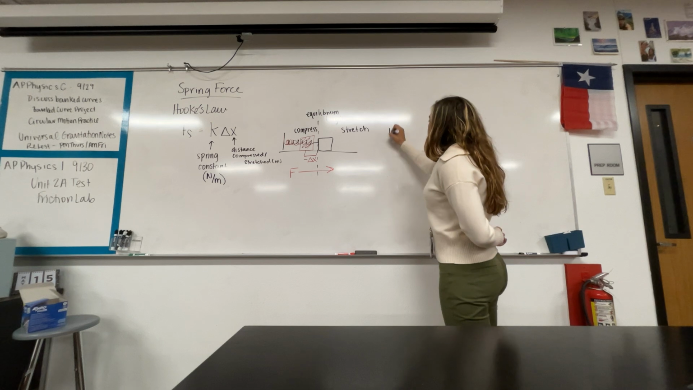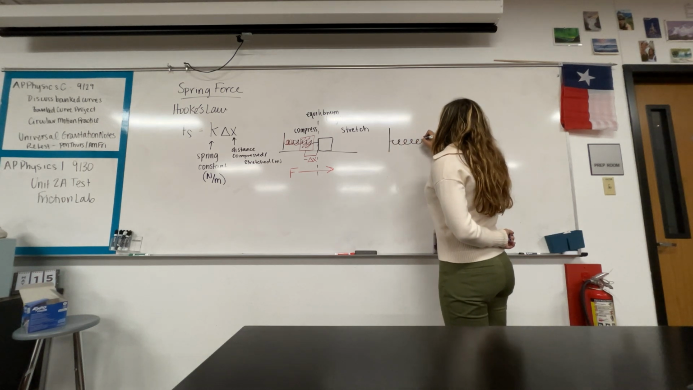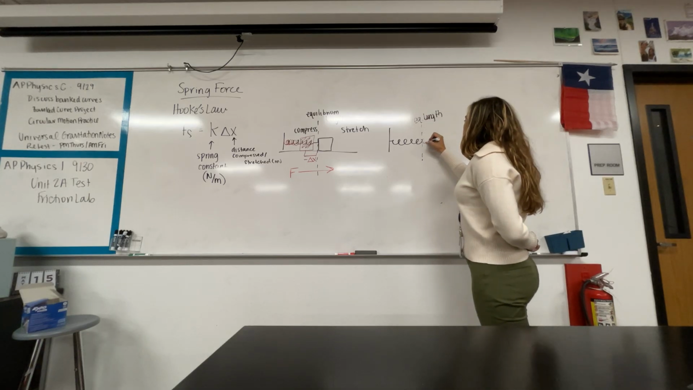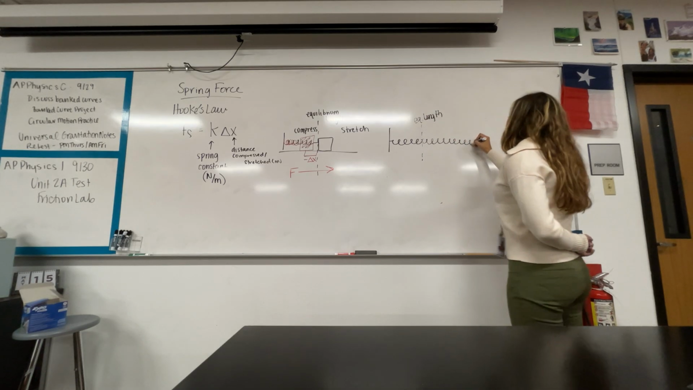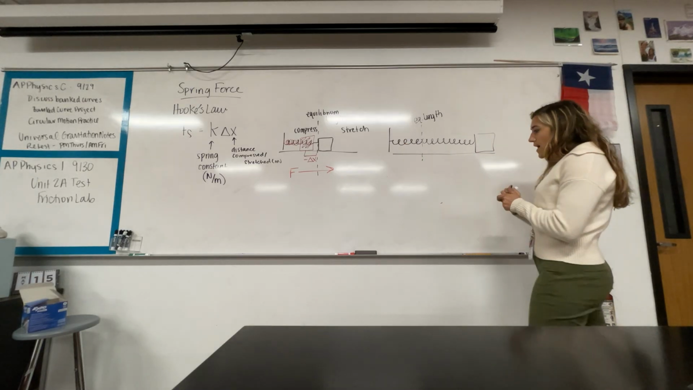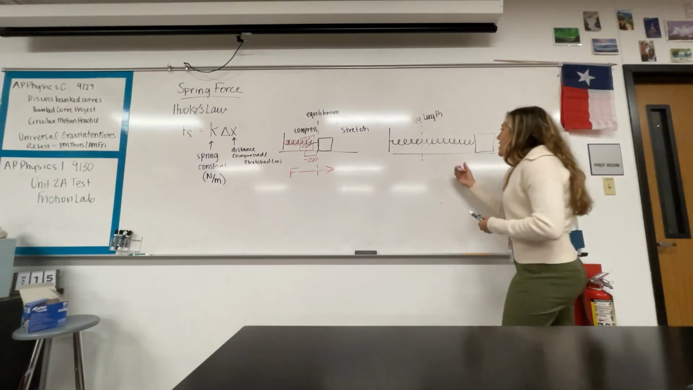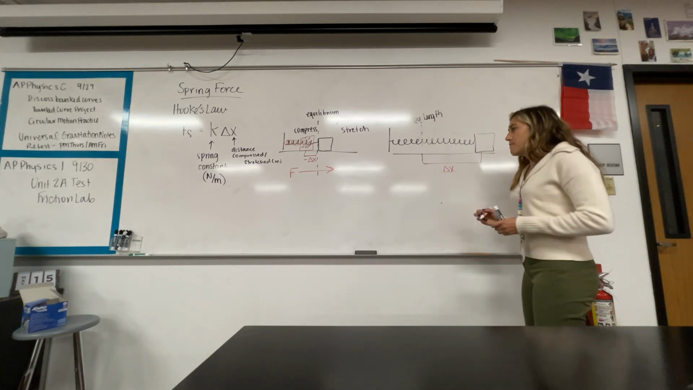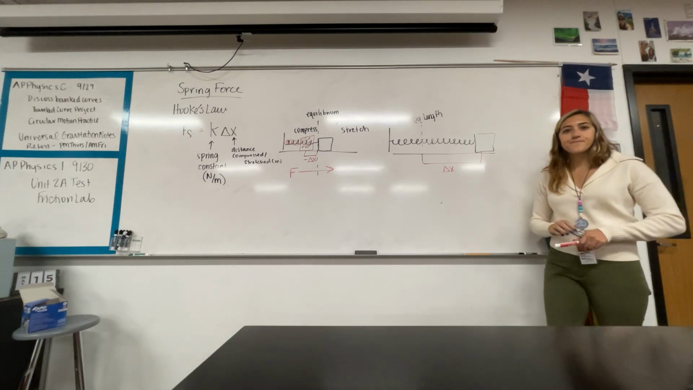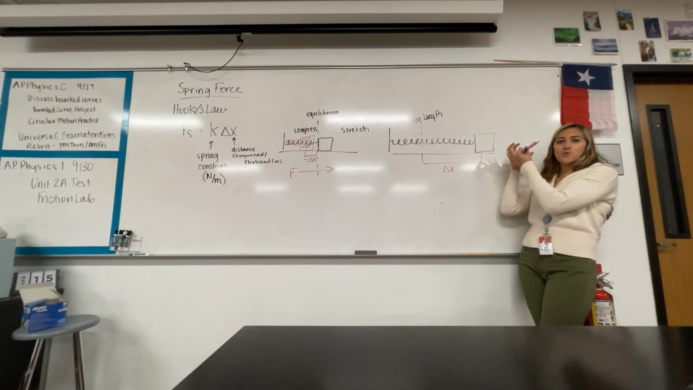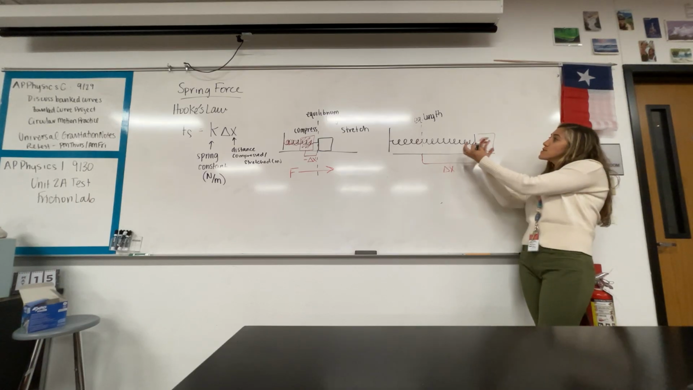Okay, let's try. So let's say I have my equilibrium length here, and I stretch this guy all the way out to the block here. I've supremely stretched my spring. So its delta X is this really big amount here. Well, I've stretched it. I've pulled the spring out.